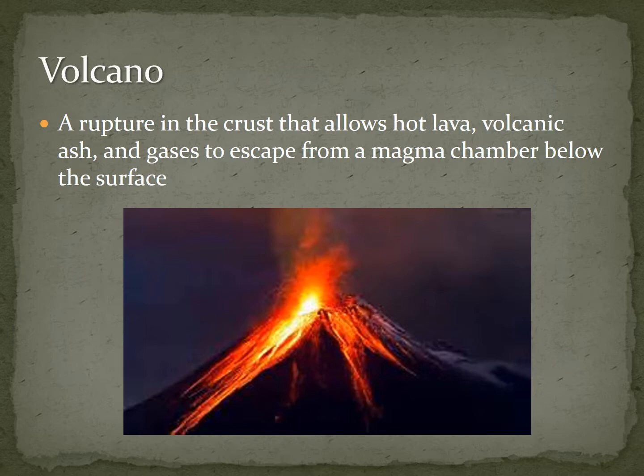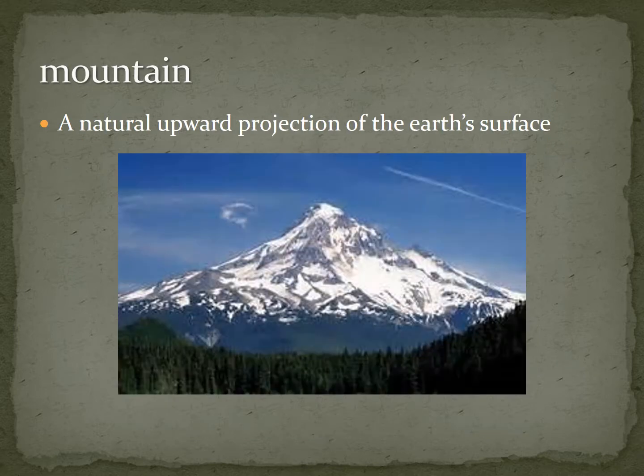A volcano is a rupture in the crust that allows hot lava, volcanic ash, and gases to escape from a magma chamber below the surface. So this is what a volcano looks like. A mountain is a natural upward projection of the Earth's surface. So when the tectonic plates come together, they can go up and form mountains.